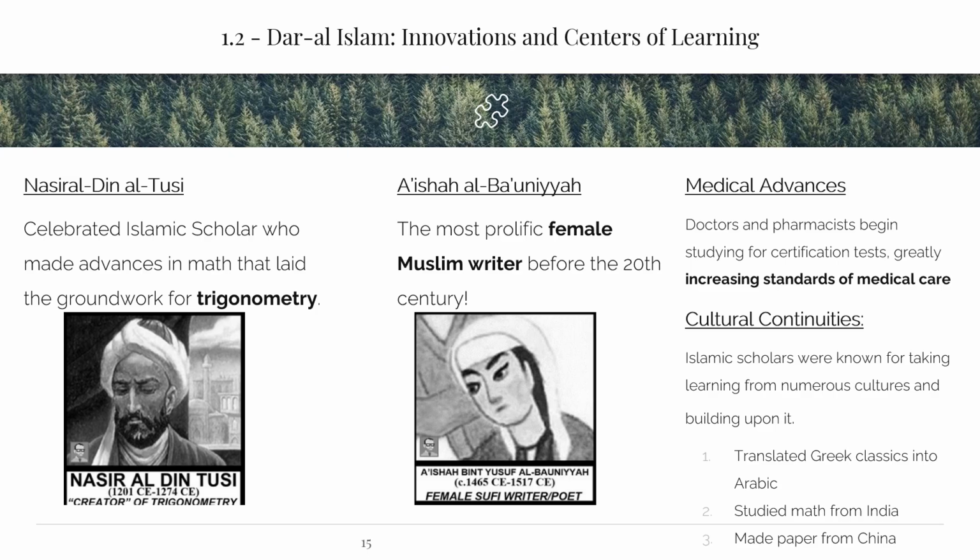Islam. In the way of medical advances, doctors and pharmacists began studying for certified tests. This greatly increased standards of medical care in Dar al Islam. Culturally, Muslim scholars were known for taking learning from numerous cultures and building upon them. For example, they translated Greek classics into Arabic, they studied math from India, and they will eventually learn how to make paper from China.